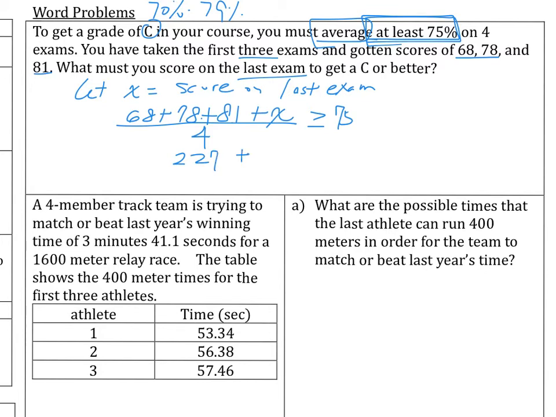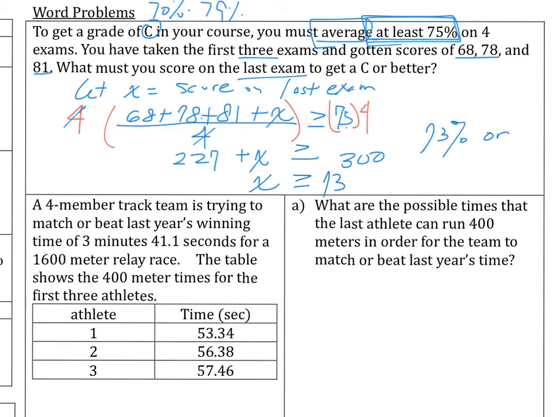And then you can continue to write x, and then we can multiply 4 to both sides of the inequality. So this cancels out. 75 times 4 is 300. And then we can go ahead and recopy the greater than or equal sign and solve for x. So x should be greater than or equal to 73. So you must score 73% or higher.